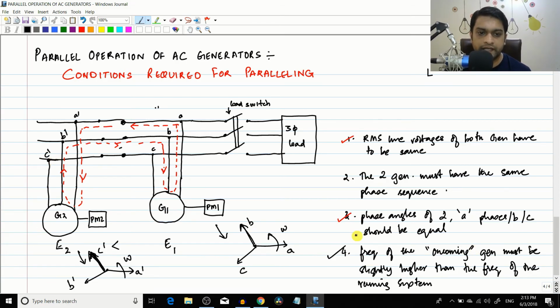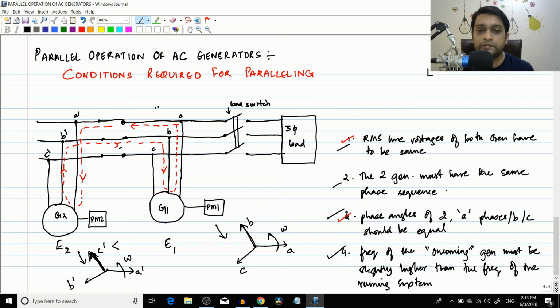Now the fourth point is that the frequency of the oncoming generator should be slightly greater than the frequency of the running system. Now if you have the same frequency and you put the paralleling switch, what happens is that, no, before that let me tell you what happens if the frequency is very highly different. The frequency is very different for these two generators. What happens is that you sync the generator, all the other conditions are maintained, for example, these are maintained. Because of this difference in frequency, huge transients will happen within the generator.